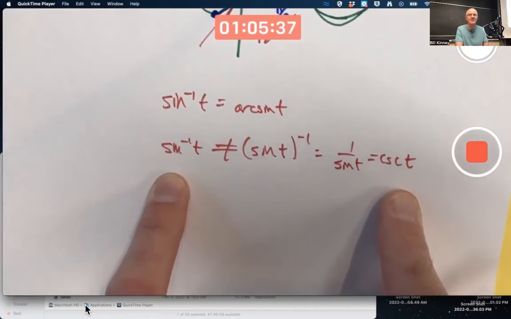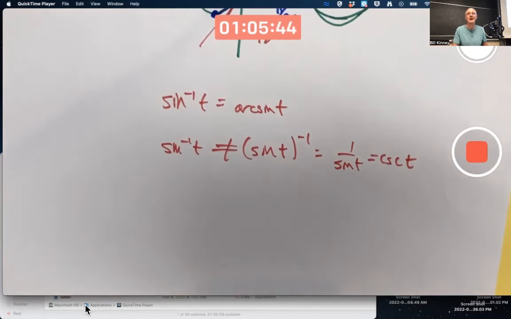And these are not the same. Remember cosecant? Oh, probably not. There it is. Okay, that's the definition of cosecant, is the reciprocal of sine.